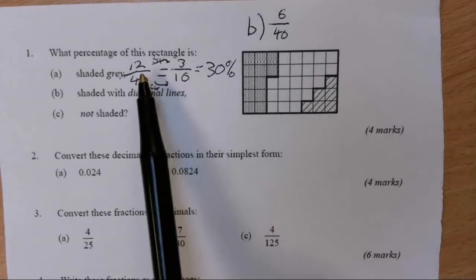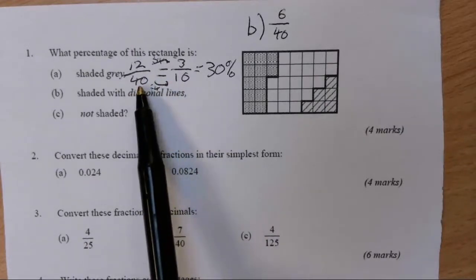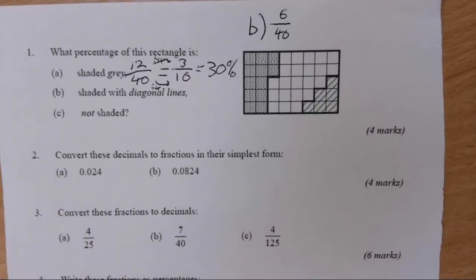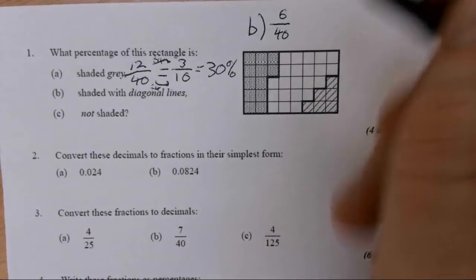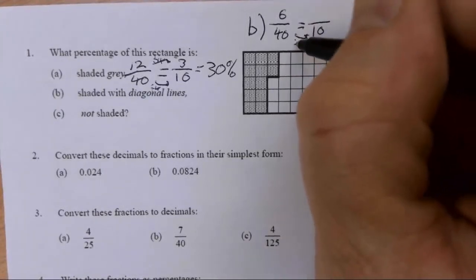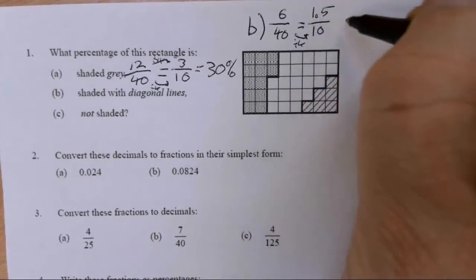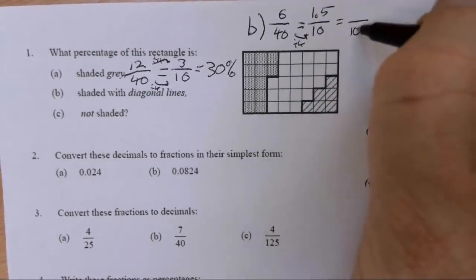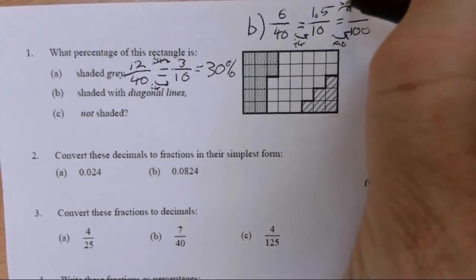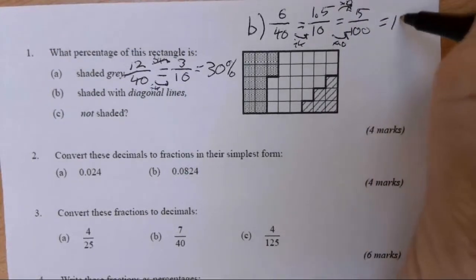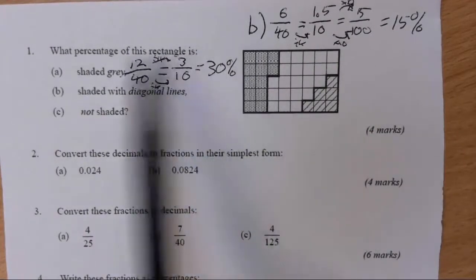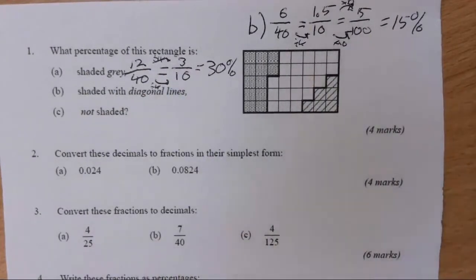Another way of doing it is just to see that it's exactly half of what this one was. That's 12 out of 40, this is 6 out of 40, so it's going to be half of 30%, 15%. If you wanted to make it out of 10, you could just divide by 4, and that would give me 1.5, and then times that by 10. But remember, percentage means out of 100. So if I'm timesing that by 10, I got 15 out of 100, or 15%. But I think probably easiest to spot that it's just half as much as that one, because that's 12 out of 40, this is 6 out of 40.